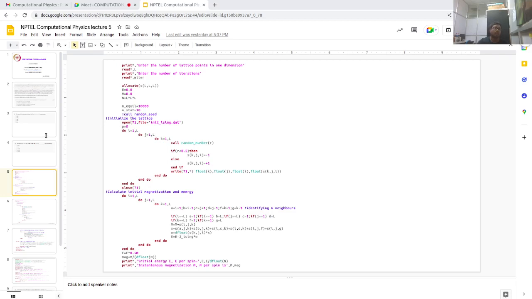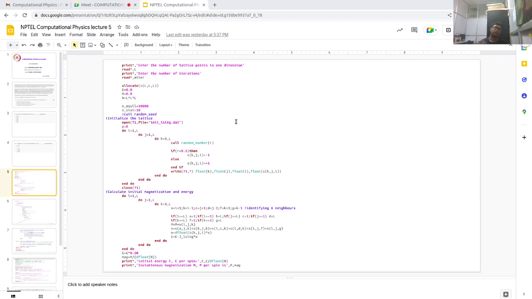Okay, but you see, as I discussed in the previous class also, here I have to do a multiplication by 0.5. That means I am taking half of the energy we are calculating by this loop. Why? Because when I am calculating all the interactions.